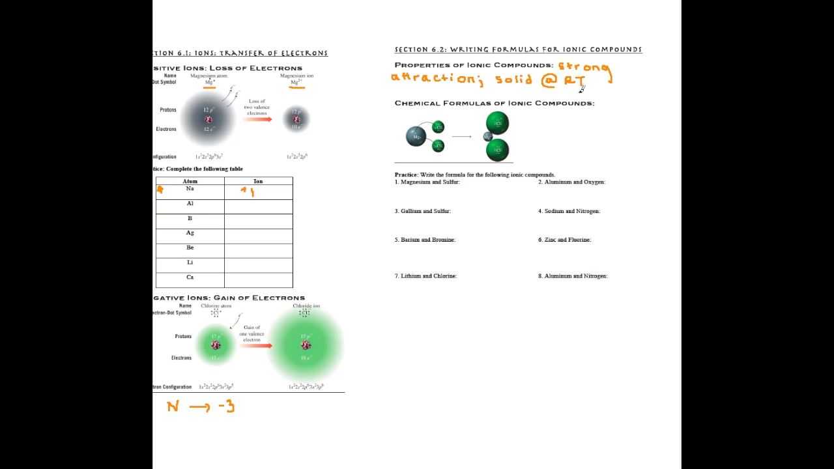The other important thing, because there is a strong attraction between the positively charged metal and the negatively charged nonmetal, ionic compounds have a high melting point. Meaning, in order to turn them into a liquid, temperatures have to be extremely high.